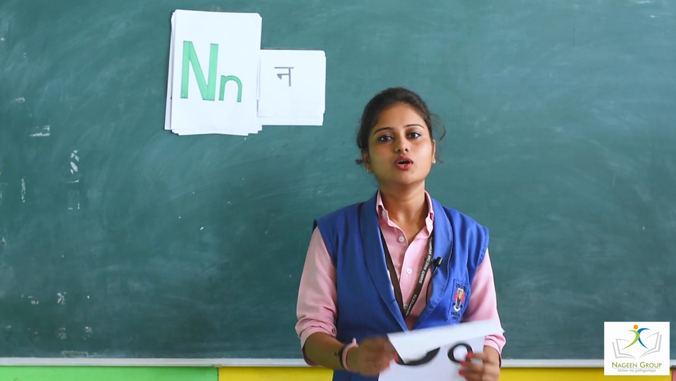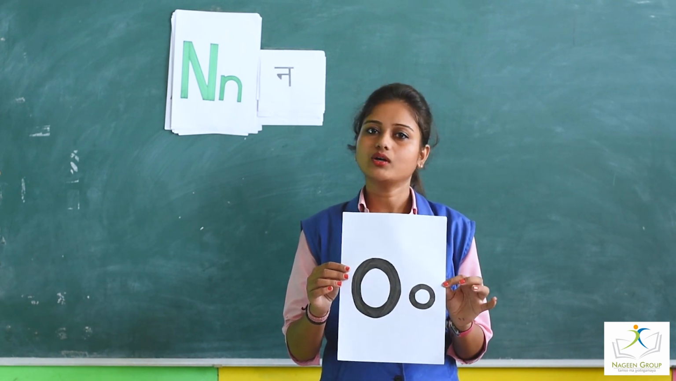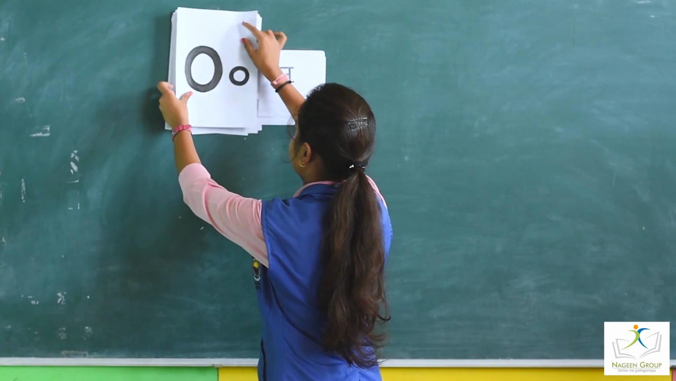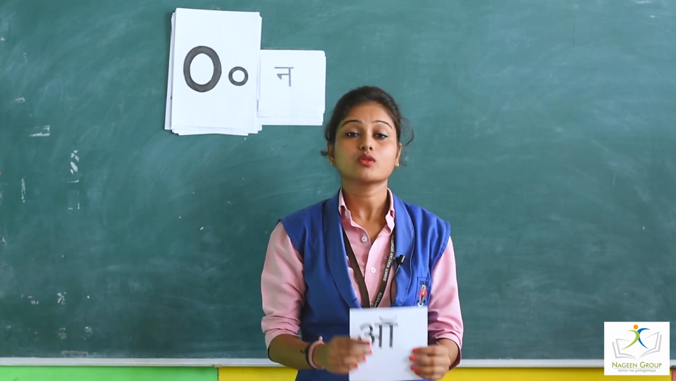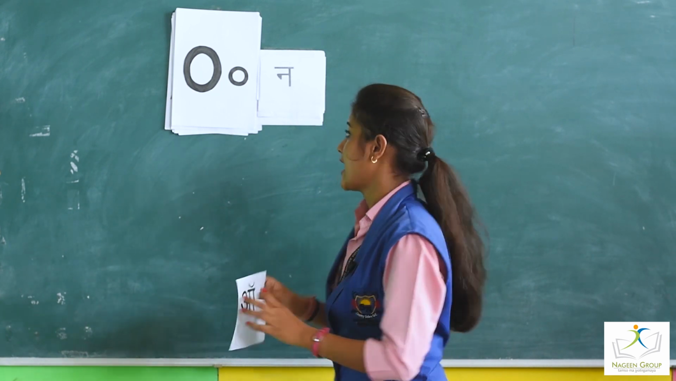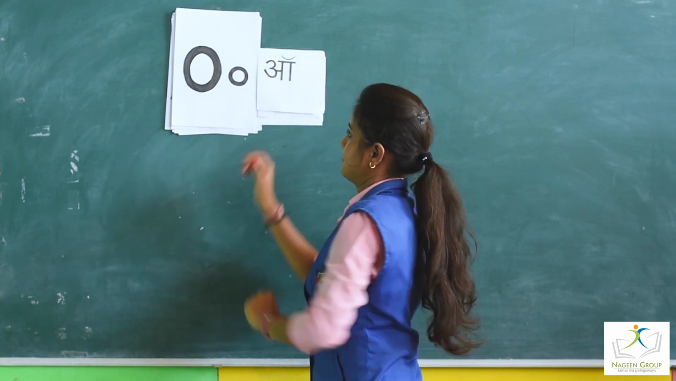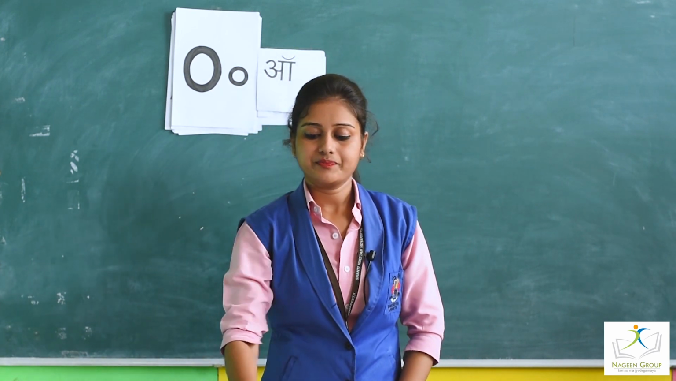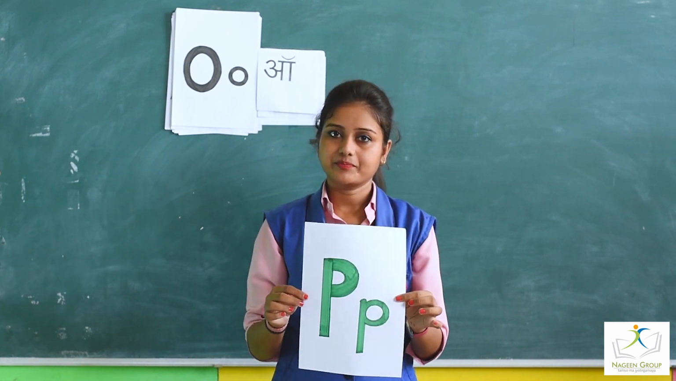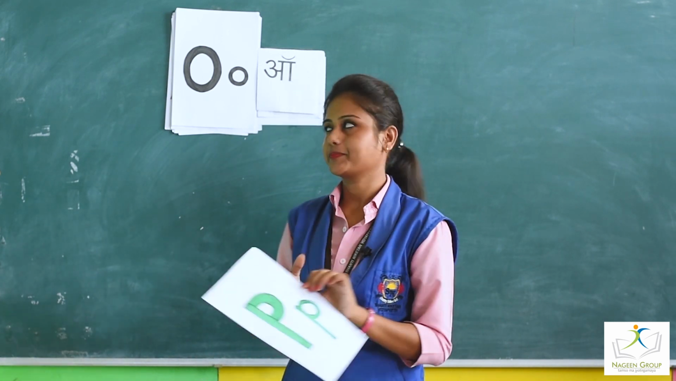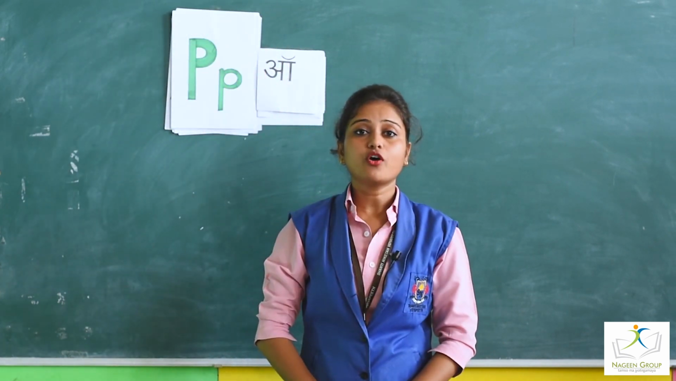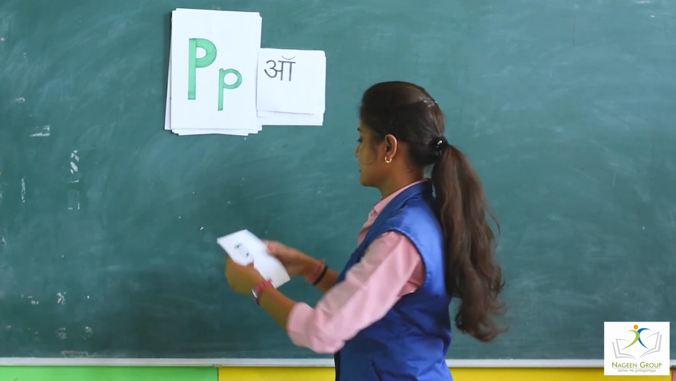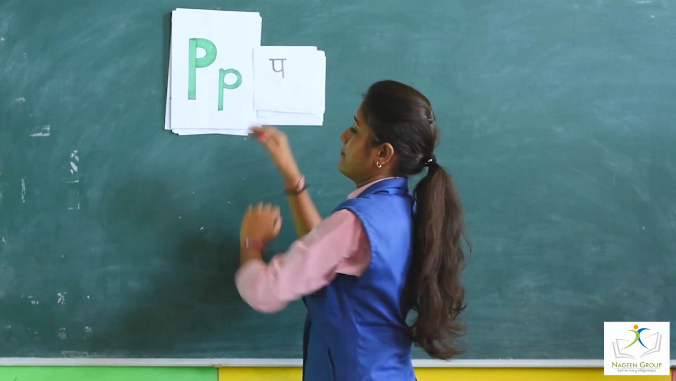Next letter is letter O. What is this? Letter O. O sound is O, as in orange. Next letter is letter P. What is this? Letter P. The sound of letter P is pa, pa, as in parrot.